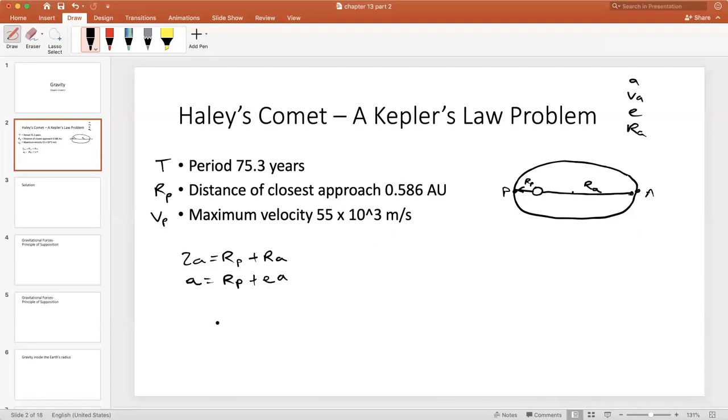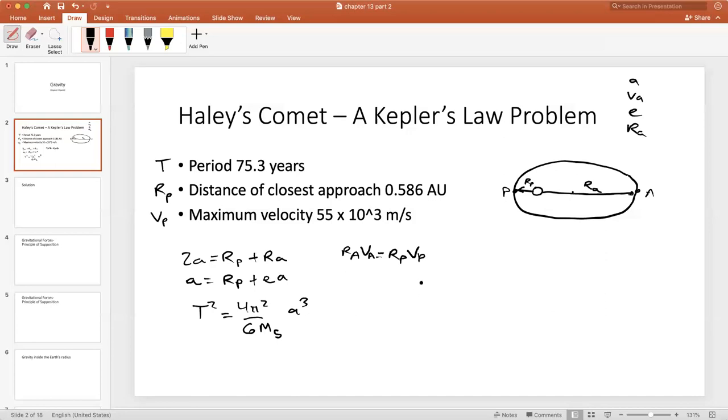And we know from Newton's version of Kepler's third law that T squared is equal to 4 pi squared over G times the mass of what you're rotating about. Halley's Comet is rotating about the sun, times the semi-major axis cubed. And the last thing, Kepler's second law gave us that RA VA is equal to RP VP. Okay, so let's find the eccentricity first.